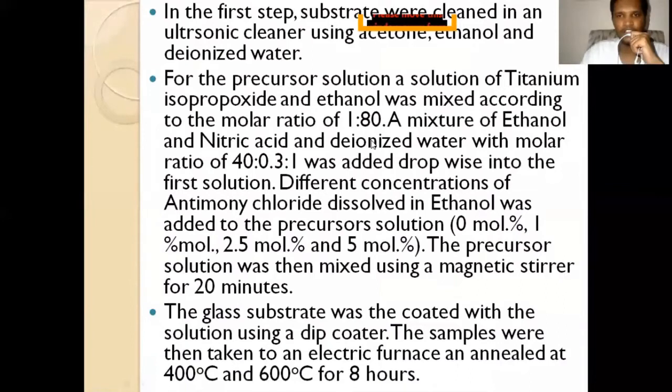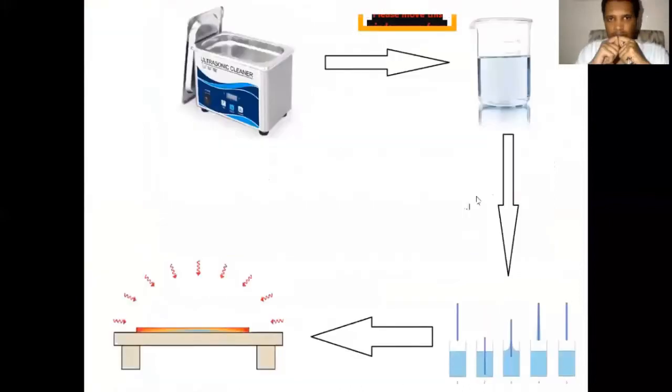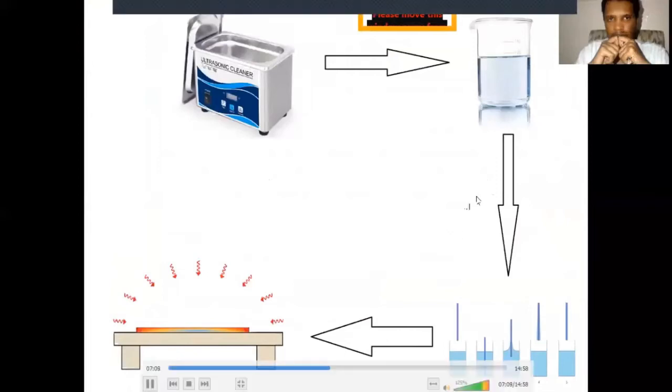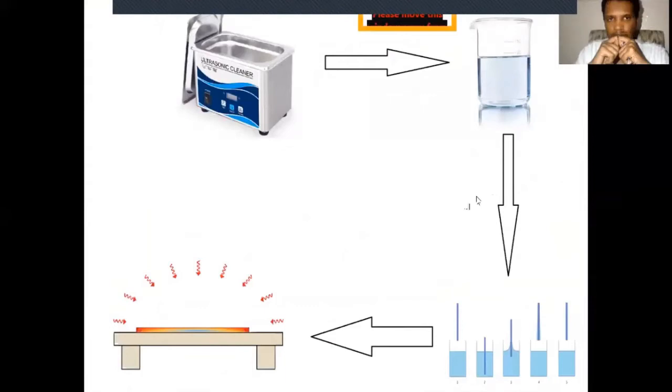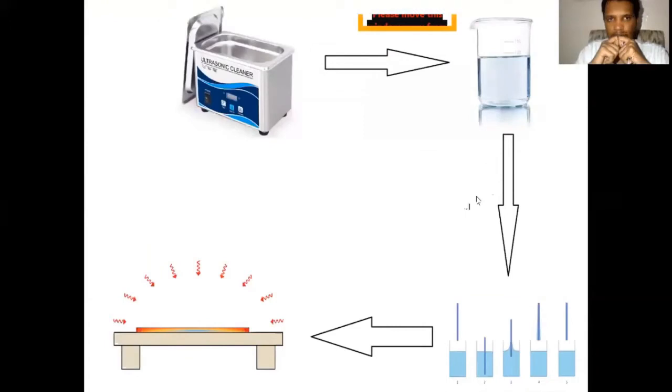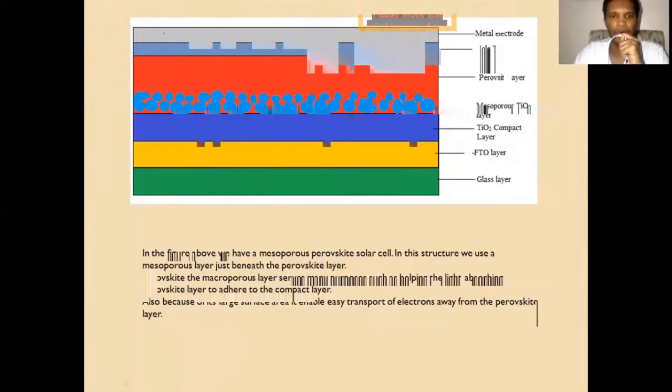We'll have 5 different batches for different antimony concentrations. Using antimony chloride dissolved in ethanol, we shall add a mixture of 0 mole percentage of antimony, which is the comparison between antimony to titanium. So in this case, for example, it will be 0% moles of antimony chloride compared to titanium dioxide, so 0%. Then a second version shall be 1%, a third version shall be 2.5%, a fourth version shall be 5%.